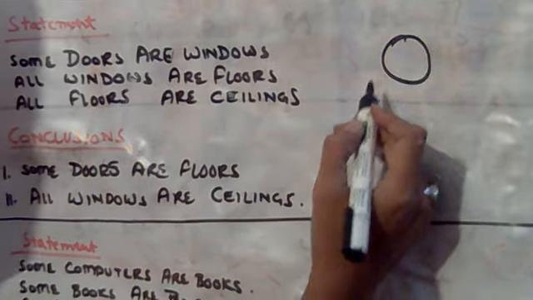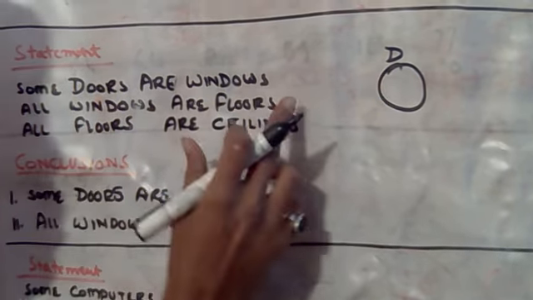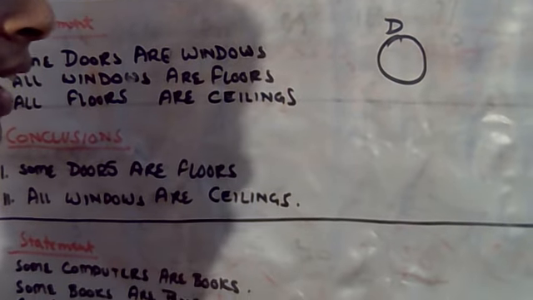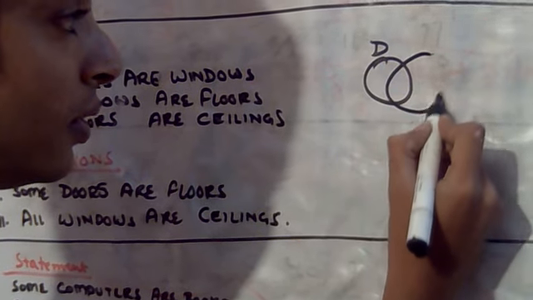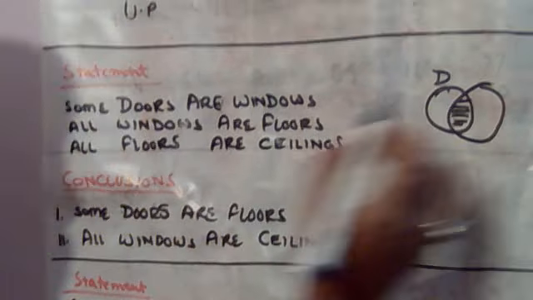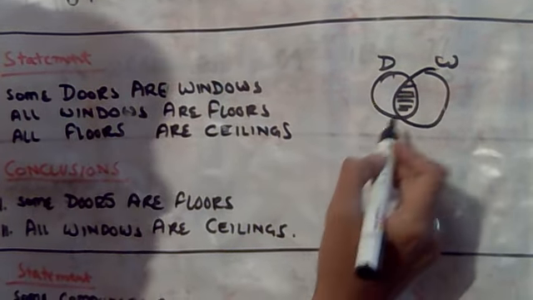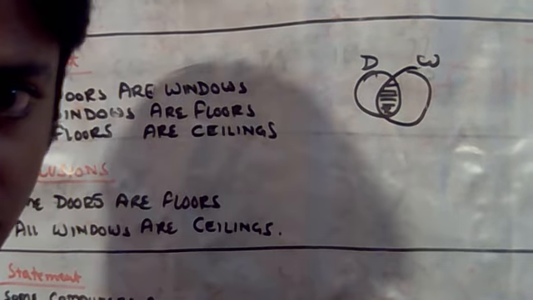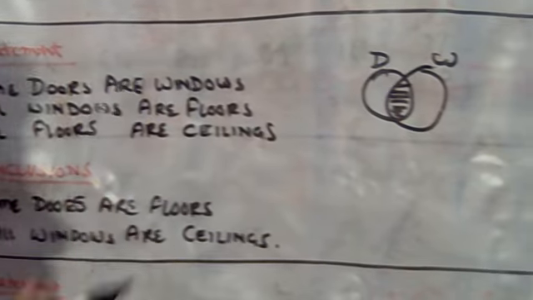We'll make this as doors and write D over here. And it is said that some doors are windows. As you may know, in a Venn diagram, when we have to depict a part as some, we do this. That is this part, this part is the some part. Some doors are windows. That is, this part is overlapping with each other. That means this part is windows as well as doors.